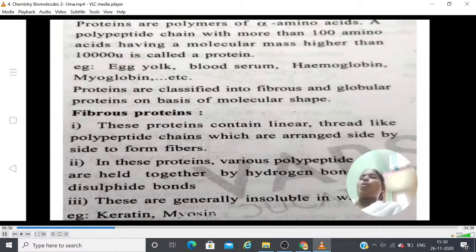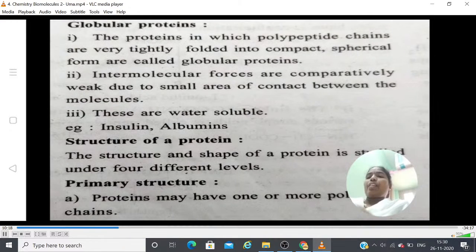Next, go to the structure of the protein. How is it studied in biomolecules? The structure and shape of the protein is studied under 4 different levels. The first level is primary structure.